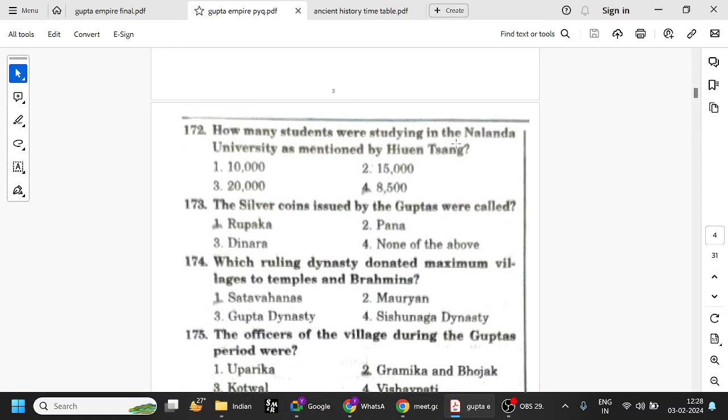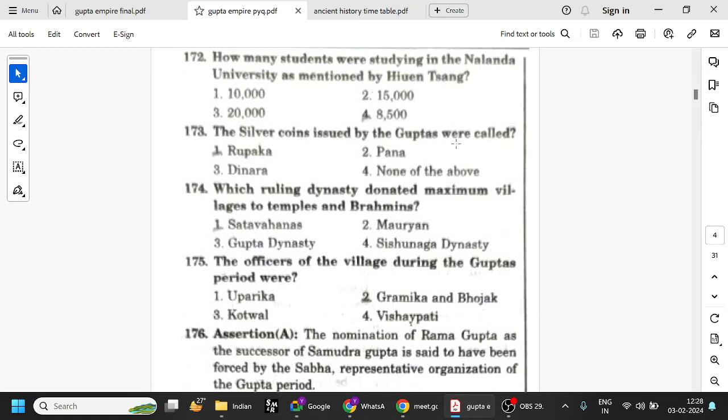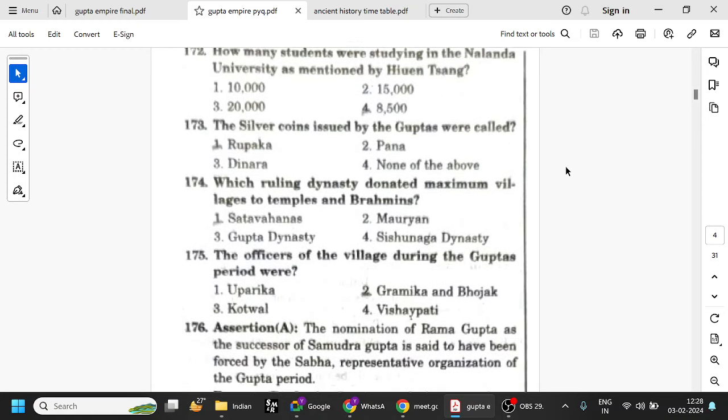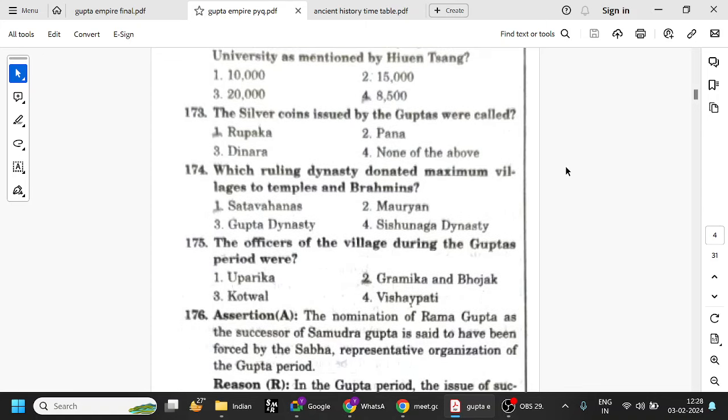Silver coins were called Rupakas, which you have to remember. Also, in general, Nishka, we have seen somewhere. Nishka also means coins. Silver coins were called Rupaka, and Chandragupta I issued Kumaradevi Gupta type of coins.